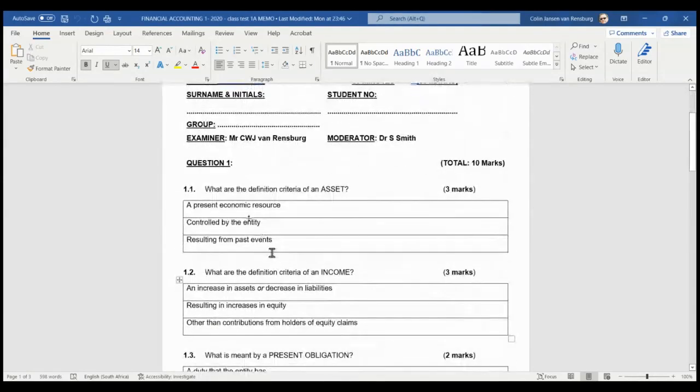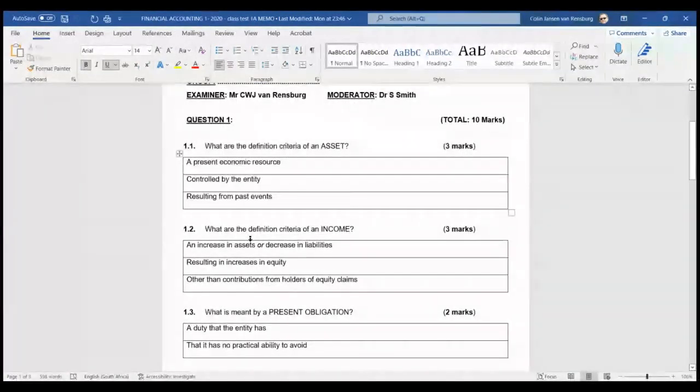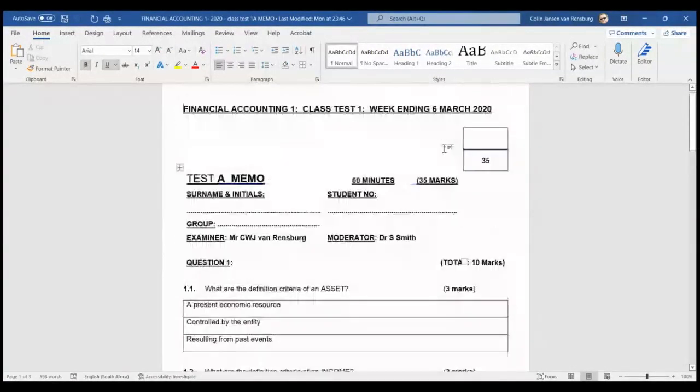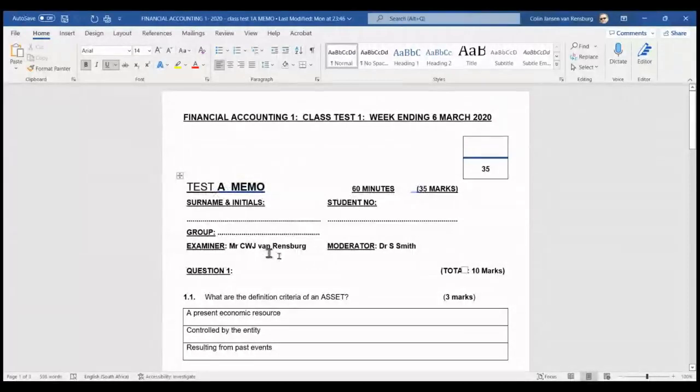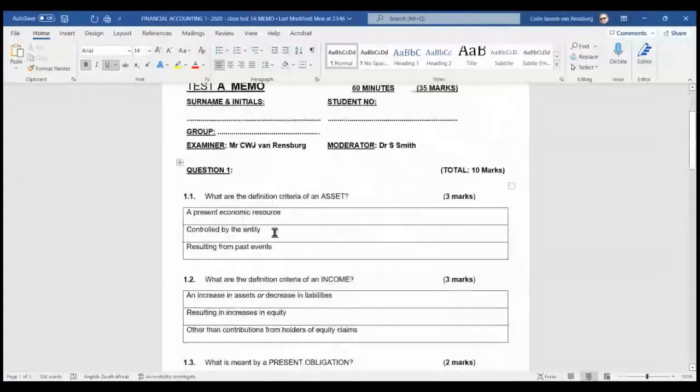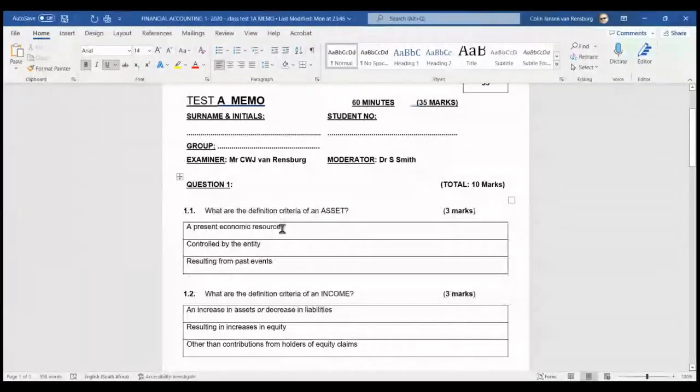So, here, very straight and forward. What are the definition criteria of an asset? Now you know that it's a present economic resource controlled by the entity resulting from past events. So that's almost like a little recitation or a rhyme that you know by or should know by now. Well, the different classes, as you can see, this was a version A. Where is it? Test A. But there's also a test B, a test C, and so forth. So we're just going to look at one of them. Maybe next time, maybe next week, we look at another one. We'll see. Okay. So the test B will have different questions.